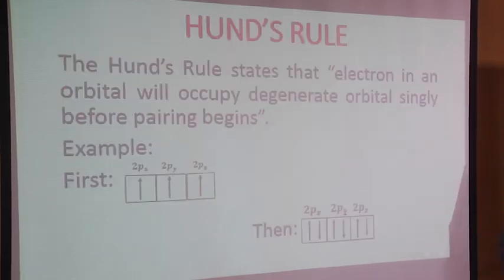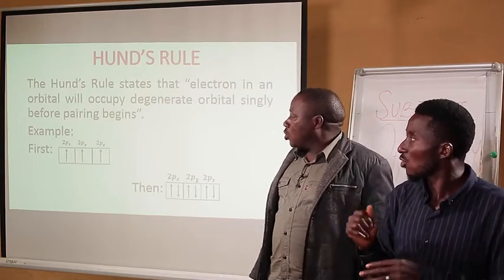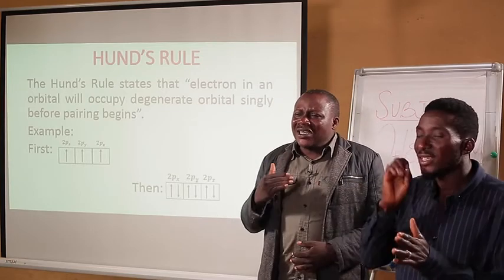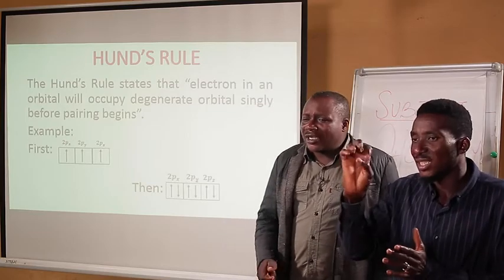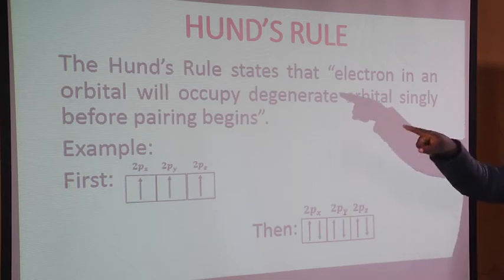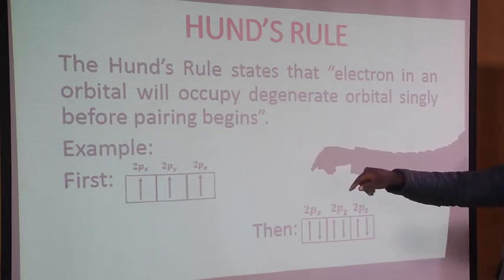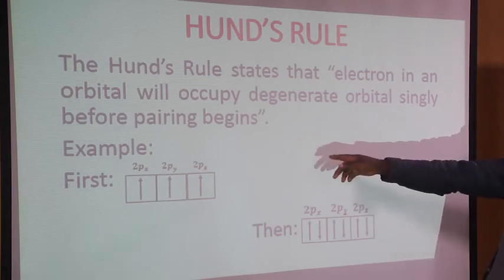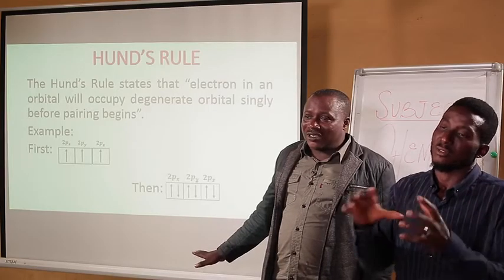Next, we have another scientist that has given us his own rule. We call it Hund's rule. He is saying that electrons will occupy degenerate orbitals singly before pairing begins. What that means is that if we have a degenerate orbital like the p orbital, which has 3 rooms, we have 2px, 2py, and 2pz. They will first of all enter 1, 1, 1 before they start pairing. There is no way they can just start pairing from 2px. That is what that rule is saying.